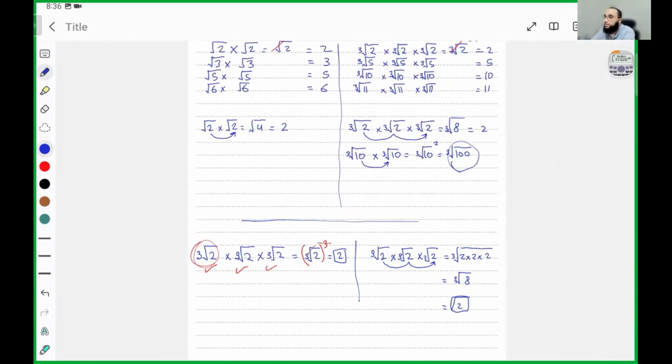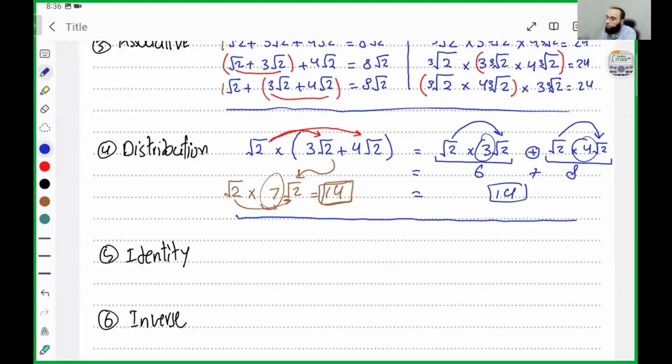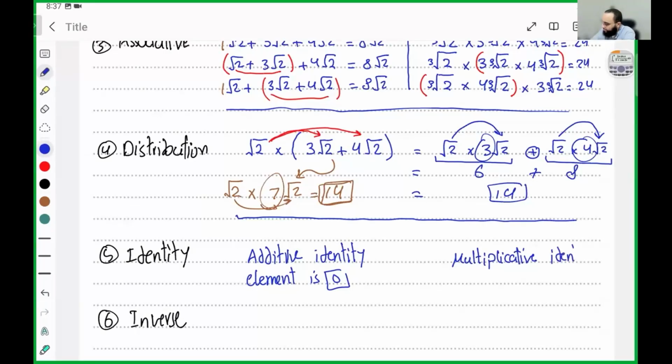Is it clear? Yes. So what's the identity? Who knows? You know, Sarah, what's the identity element? Yes, in addition, the identity element is 0. The additive identity element is 0. While the multiplicative identity element? It's 1 because it gives the same answer. Yes, excellent. Thanks.